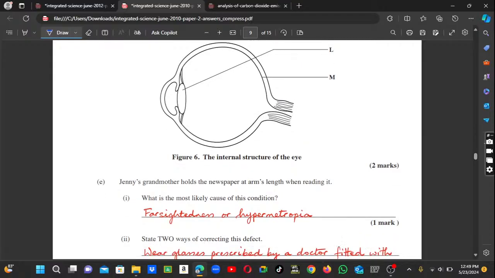Jenny's grandmother holds a newspaper at arm's length when reading it. What is most likely to cause the condition? We are talking about arm's length. That simply means she's farsighted, because she's holding it out, not close. We're talking about hypermetropia. A person who is farsighted.